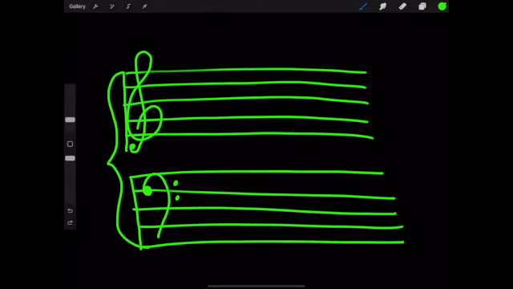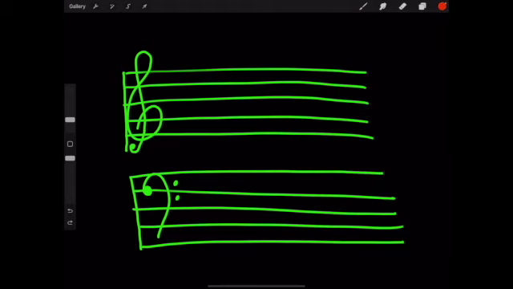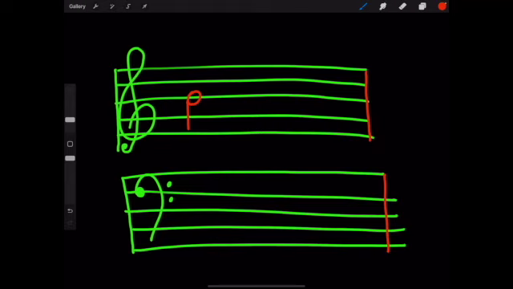And then let's put in some notes. Let's put a half note here. Okay, so middle line, it can go up or down. Okay, this is a bar line. All right, and let's do a whole note down here.